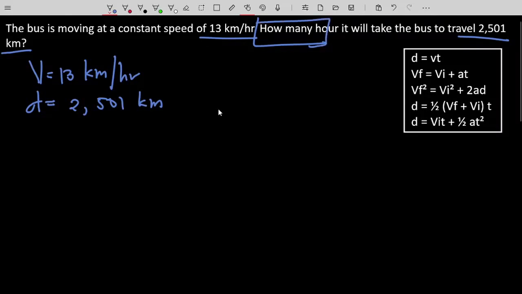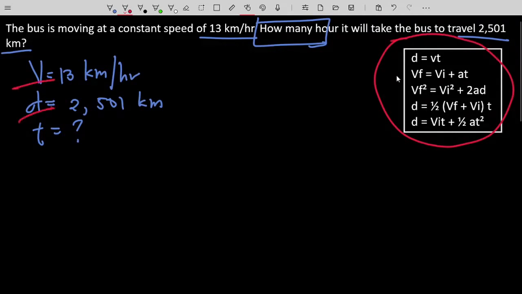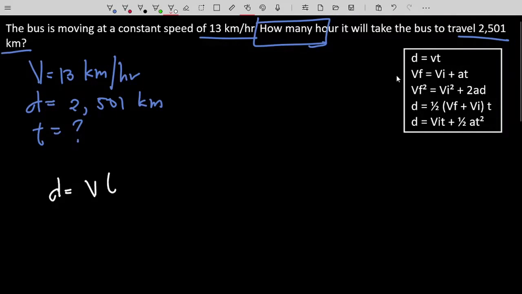So therefore, what we're trying to look for is the time. Now again, which of these formulas right here are we going to use? That have your velocity, that have your distance, and that have your time. Then we should know that again, we are going to use this formula right here. Whenever we have a constant speed, this will be our formula. Again, displacement is equal to velocity multiplied by time.